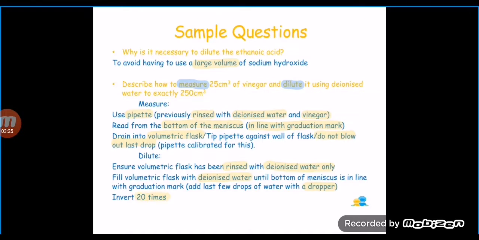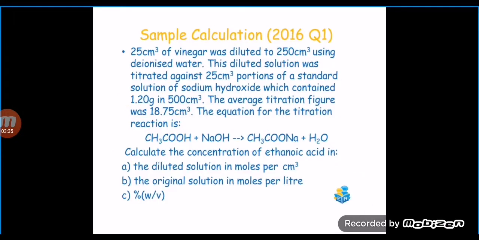So that's a very common question that would come up on these kind of ethanoic acid titration questions, as dilutions are a particular focus in this experiment. So let's look at a sample calculation, and this came from 2016 question 1. I've just summarised the necessary information needed to do the calculation.